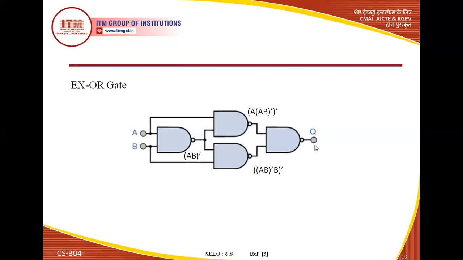So when we applied the De Morgan theorem at this terminal, we are getting the output for the XOR gate, and we know that the output of the XOR gate is A dot B bar plus A bar dot B. So that is the output of the XOR gate.